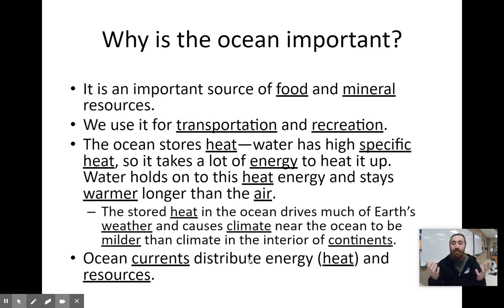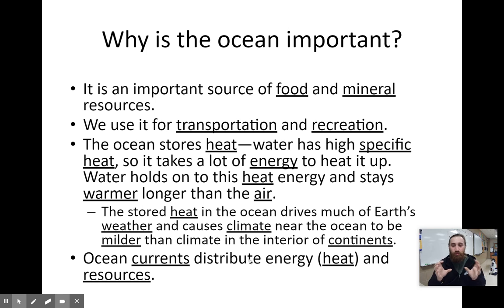Superior. Now, is this going to matter in the big scheme when we talk about the ocean? Yes, because the ocean's way bigger than Lake Superior. But those big bodies of water do affect the climate of the areas that border them. Now, ocean currents do distribute energy, their heat, and their resources. So as energy moves around, we're able to get those different heats.